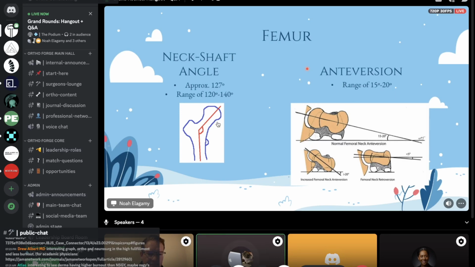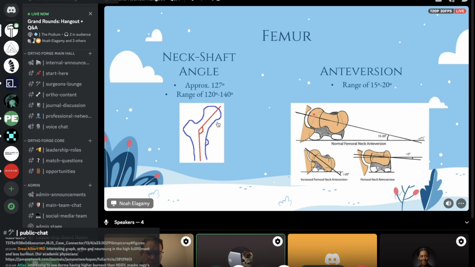Yeah, and for femoral version, the definition is that it's formed by the angle of the axis between the femoral neck and the transcondylar femoral axis. So this illustration is a good way to think about it. We're looking top down over the femur. Imagine you're standing over someone's hip and looking directly down the shaft of the femur.